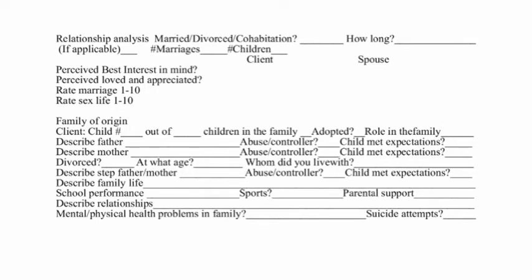Was there a divorce? What age were they when they were divorced? With whom did they live? Did they have a stepfather or stepmother? Were they abusive, controller? Did the child meet their expectations?